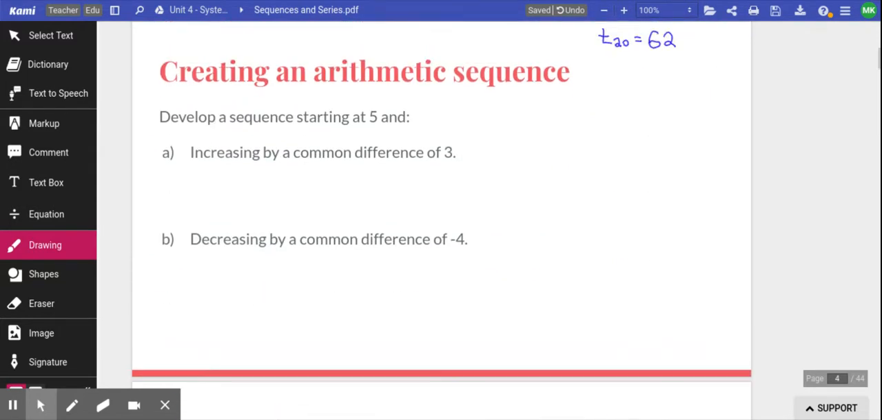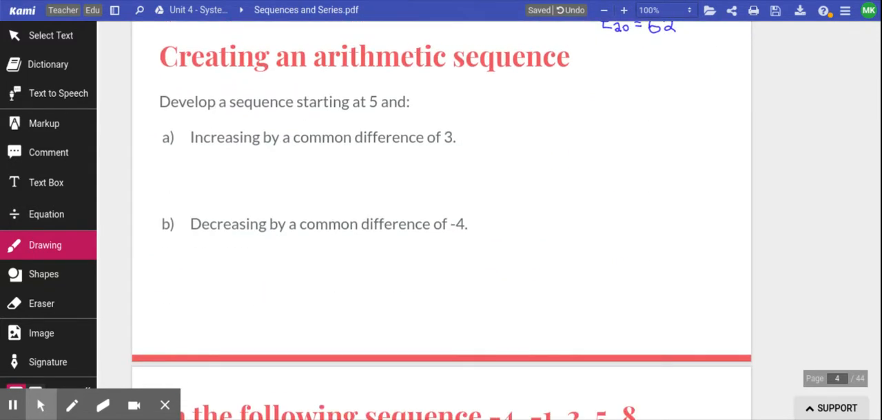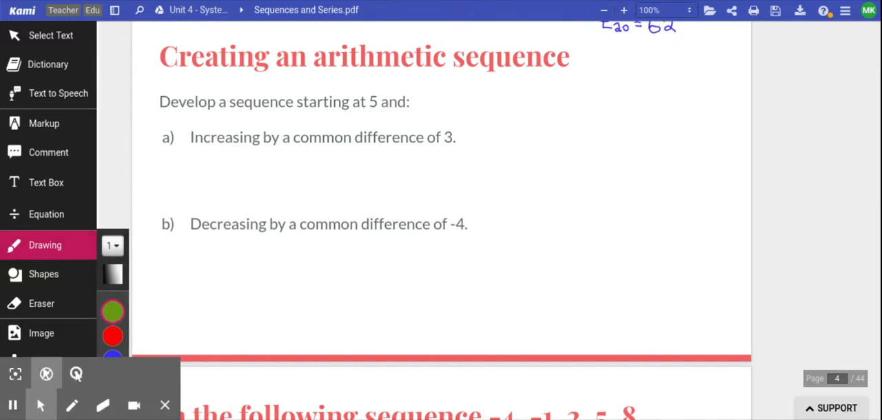Okay, let's try to create a couple sequences. We'll just do some basic ones. So we're going to just create a couple.